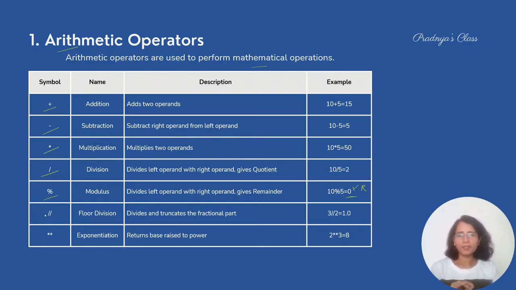One more operator we have is floor division. It will truncate the fractional part from the result. So if we divide 3 by 2, actually the answer is 1.5, but floor division will truncate the fractional part. That's why we are getting answer 1.0. One more arithmetic operator is the exponential operator. It is used to calculate the power. We have to write the multiplication operator 2 times without any space. So we will get the power of it. So 2 to the power 3 is equal to 8. So in this way, we studied 7 types of arithmetic operator.